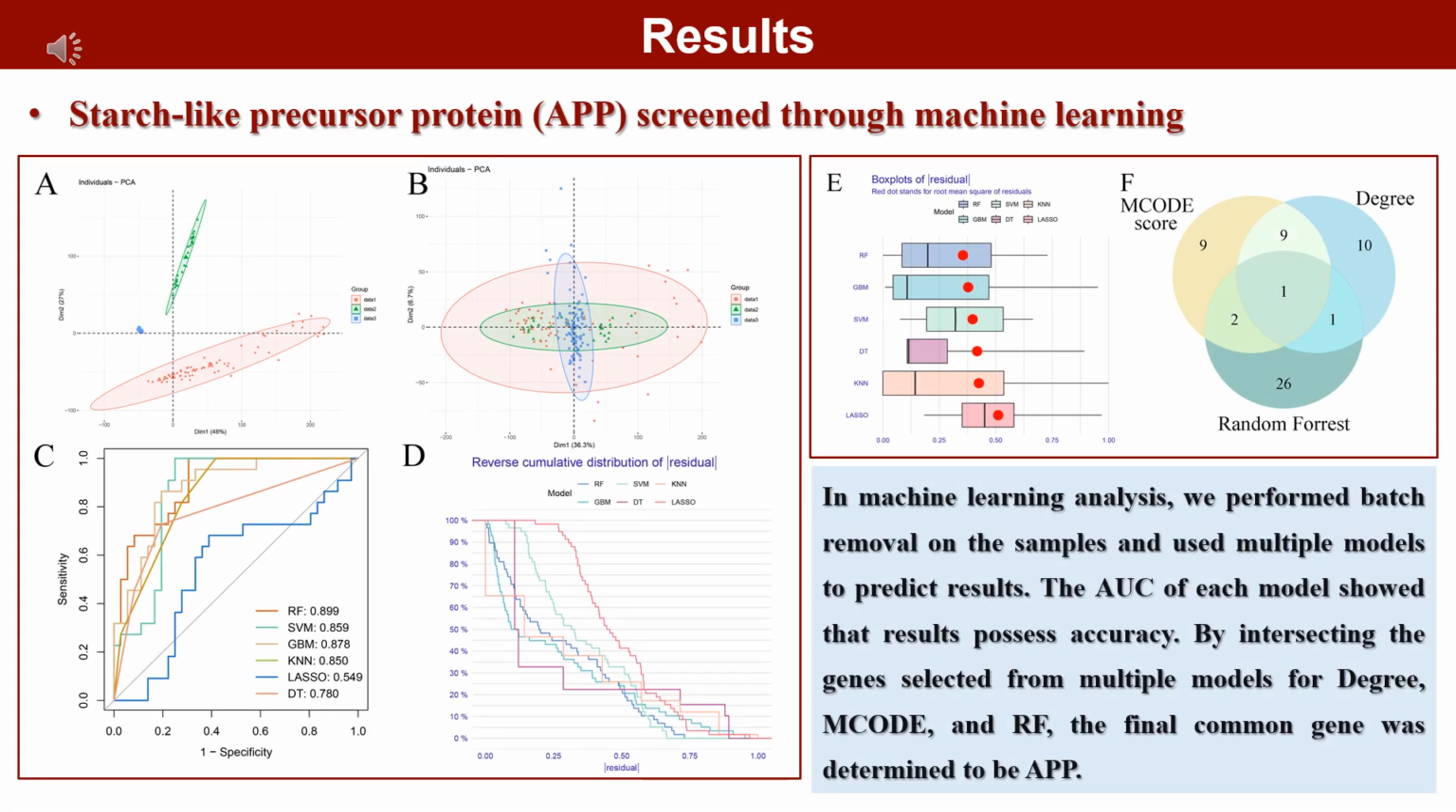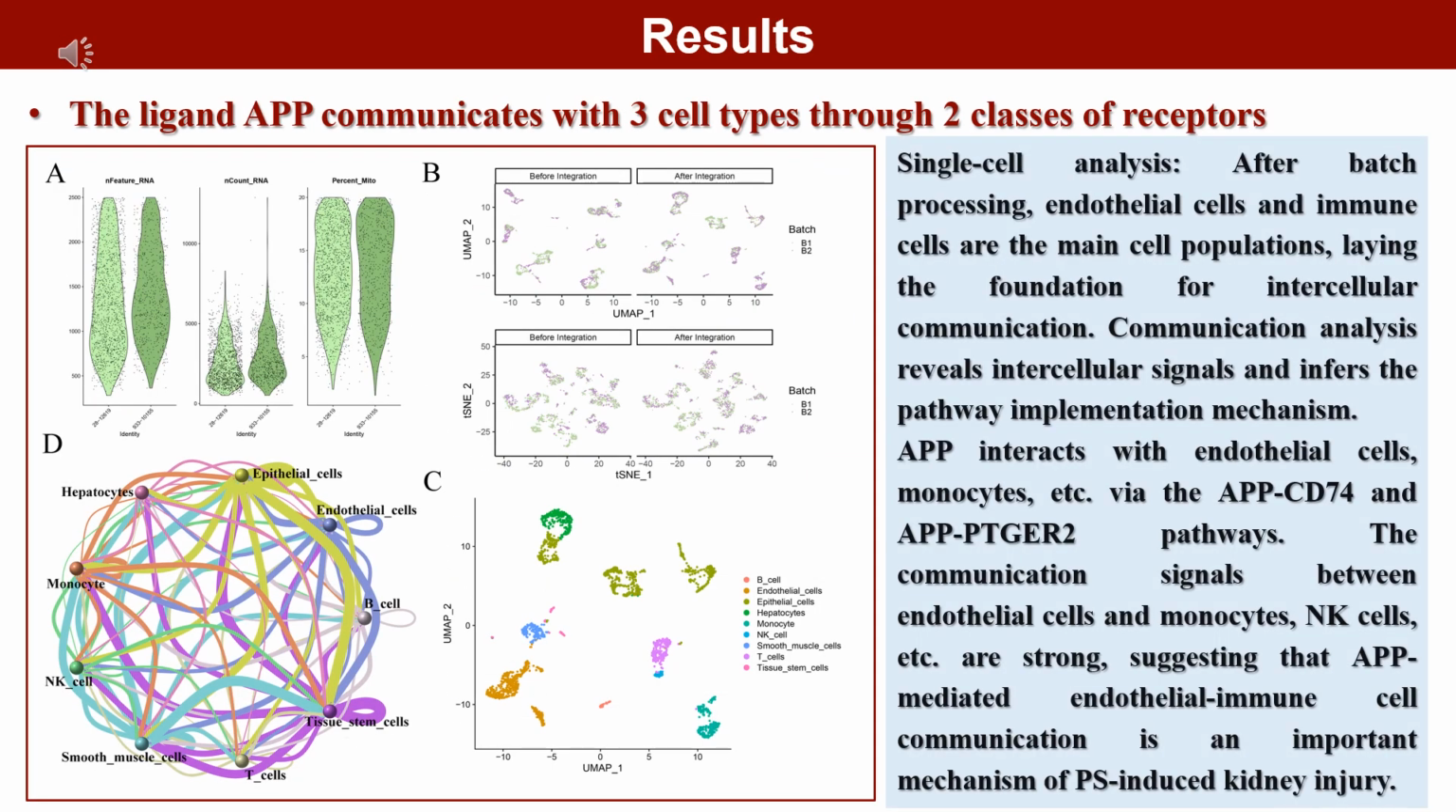In machine learning analysis, we performed batch removal on the samples and used multiple models to predict results. The AUC of each model showed that results possess accuracy. By intersecting the genes selected from multiple models for degree, ENCODE, and RF, the final common gene was determined to be APP. Single-cell analysis. After batch processing, endothelial and immune cells are the main populations.